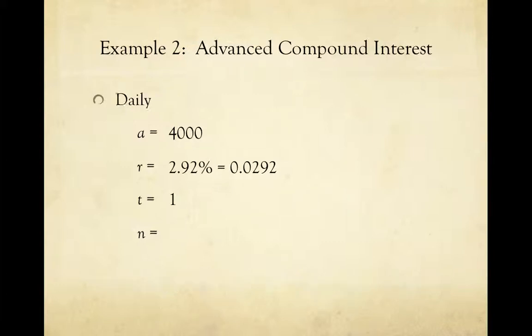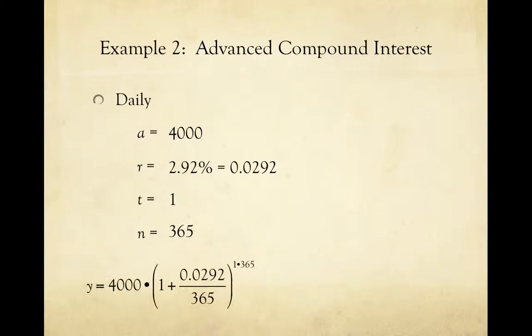All right, now let's do the same thing with the daily. The only thing about our information and our formula that's going to change is the n. It's still the same initial amount of 4,000. It's still the same annual interest rate of 0.0292. It's still the same number of years, 1 year. But now we're talking about an n of 365. So when we substitute all of this into our formula and then work it out, we end up with $4,118.52.